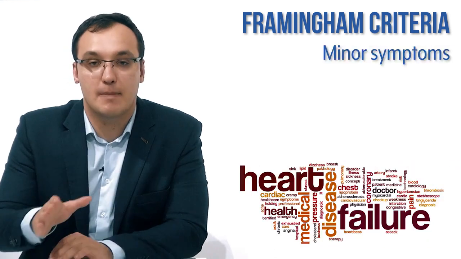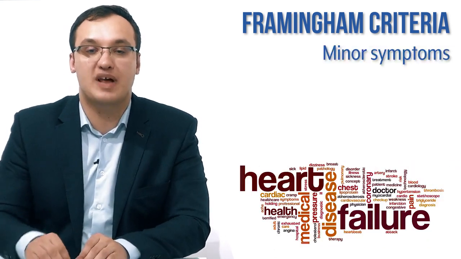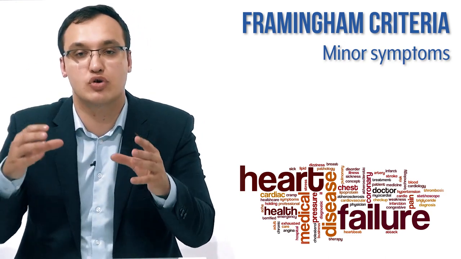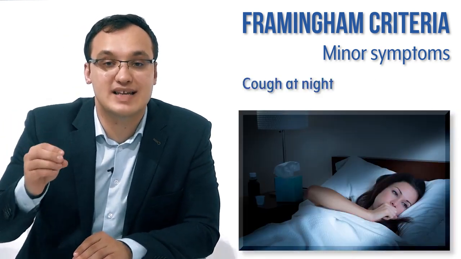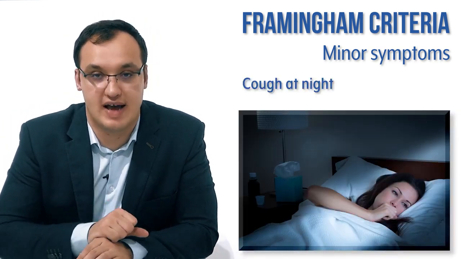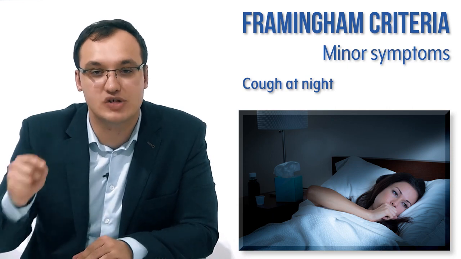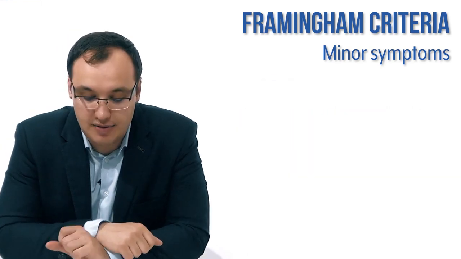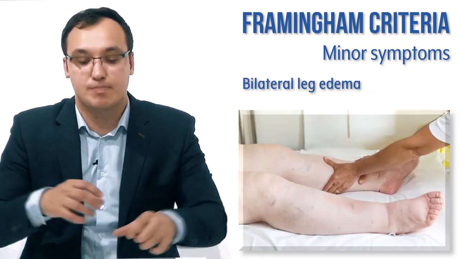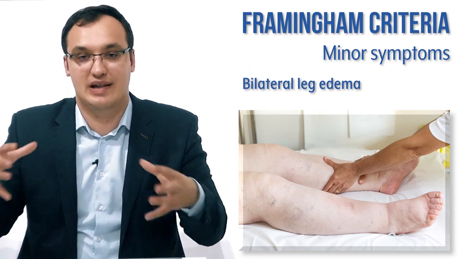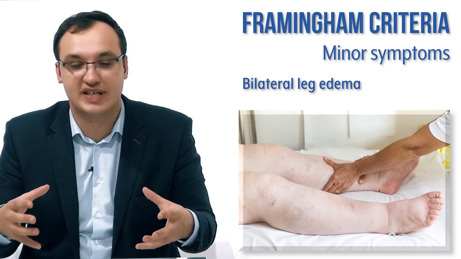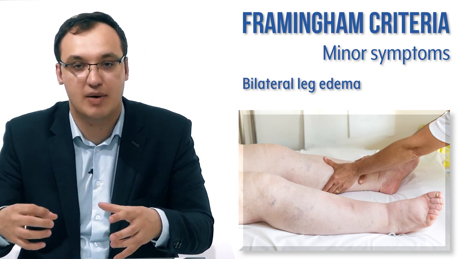Good. Let's look at the minor ones. The minor ones are also, for example, something that happens in the night. Not difficulty breathing, so not paroxysmal nocturnal dyspnea, but instead cough. Cough in the night. That's a minor one. That's not so severe as having dyspnea in the night. Also, we can have something called bilateral leg edema. So both your legs are swollen. It's a lot of fluid in both of your legs. This is also a typical sign of heart failure, but it's a minor criterion in this Framingham criteria.